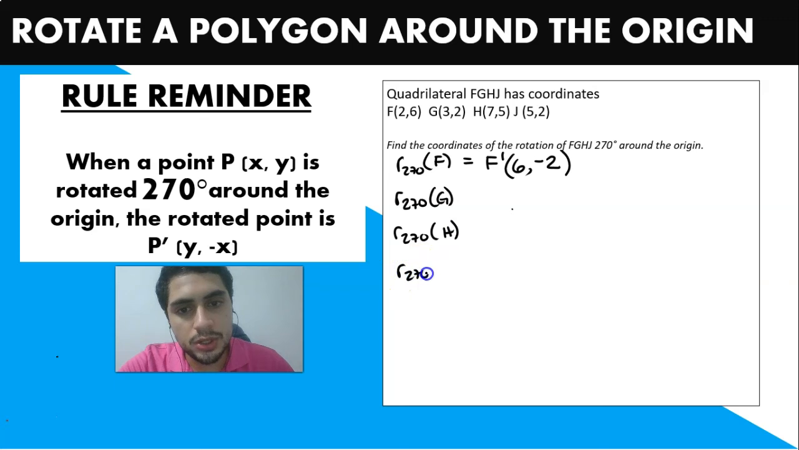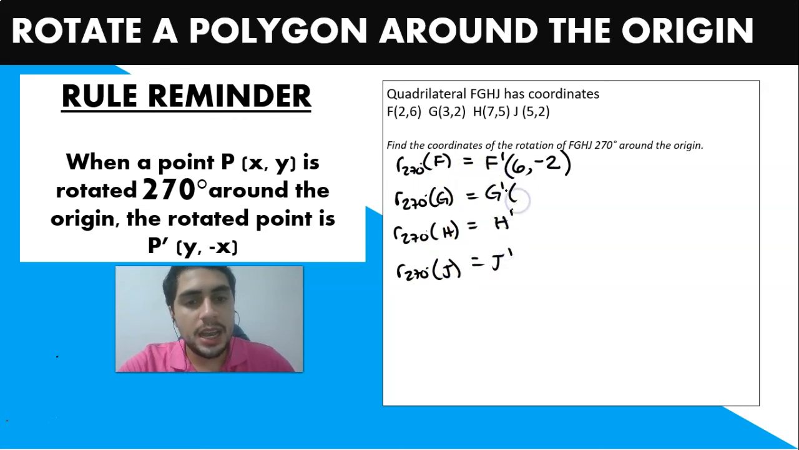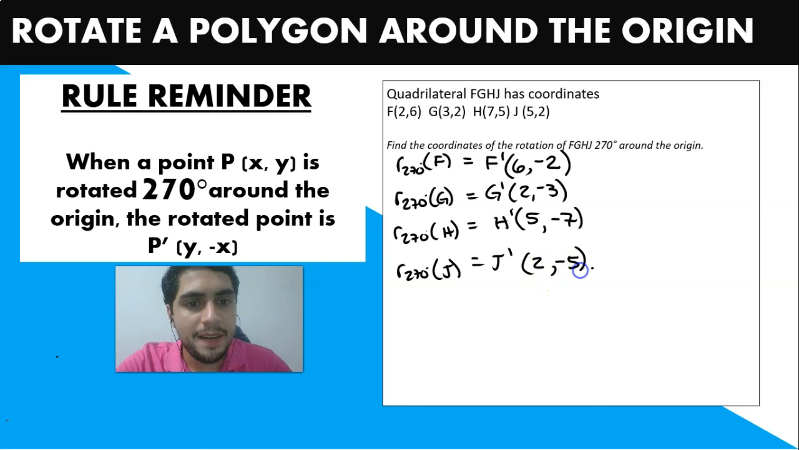Okay, so the rotation of 270 degrees across the origin of J is going to be J tick mark, of H is going to be H tick mark, and of G is going to be G tick mark. Now, of G, it's going to be 2, and then the negative of 3, we're going to have 5, which was the initial value of y, and then negative 7. And then for J, we're going to have 2, which was the initial value of y, and negative 5, which was again the initial value of x.